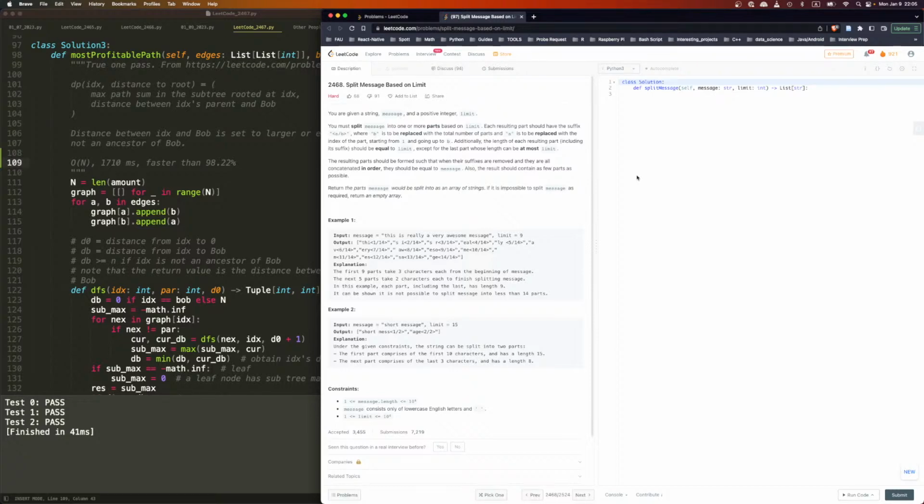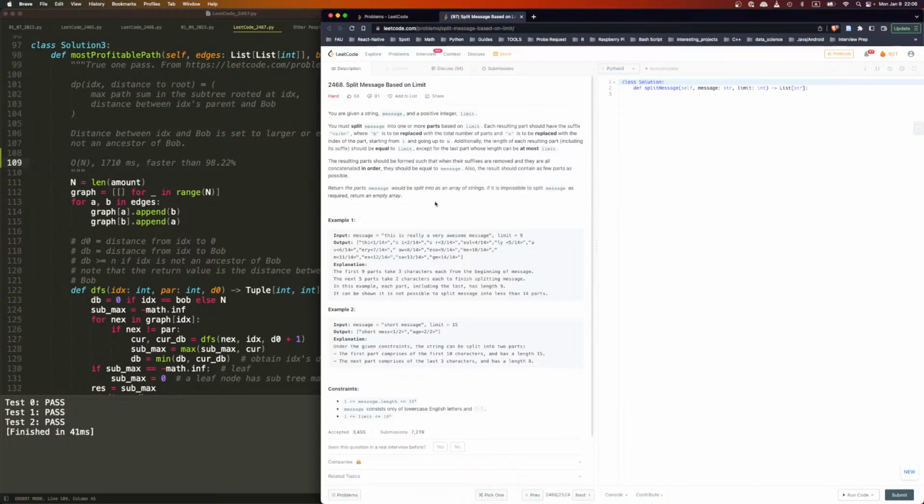Except for the last part, whose length can be at most limit. The resulting parts should be formed such that when their suffixes are removed and they are all concatenated in order, they should be equal to the message. Also, the result should contain as few parts as possible. Return the parts message will be split into as an array of strings. If it is impossible, return an empty array. Hold on. So limit is 9.